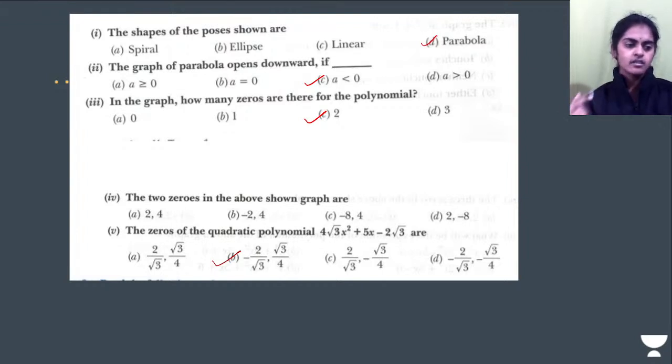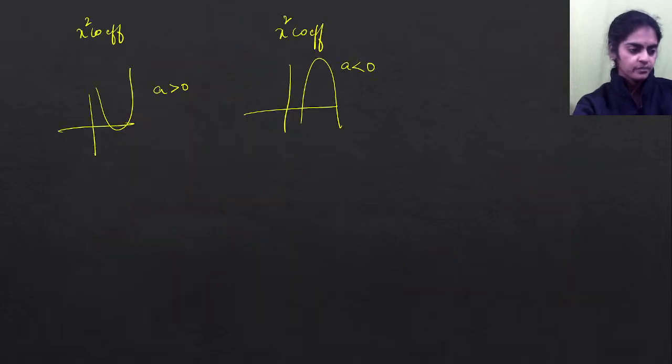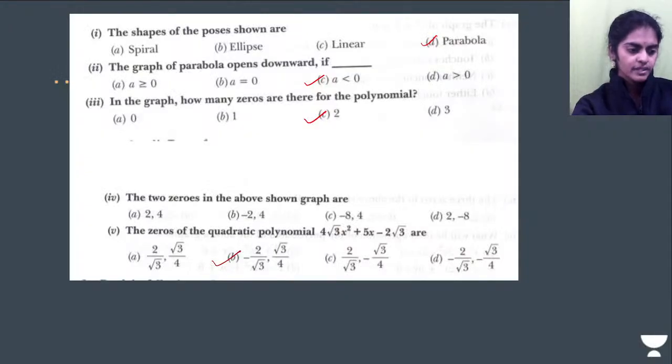Okay, D is not the correct answer, so just have a look here. You got positive root 3 by 4. So positive root 3 by 4 means B.